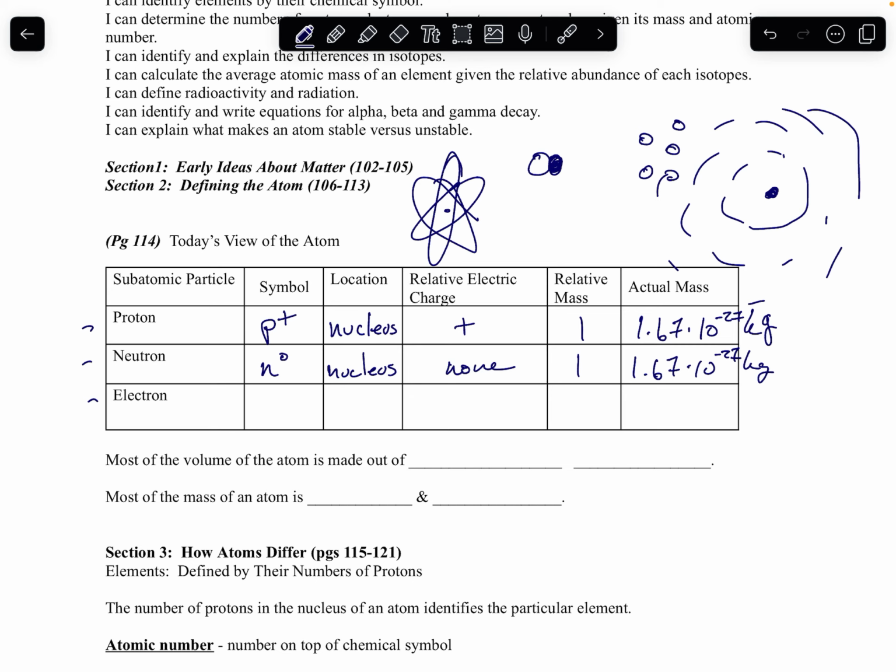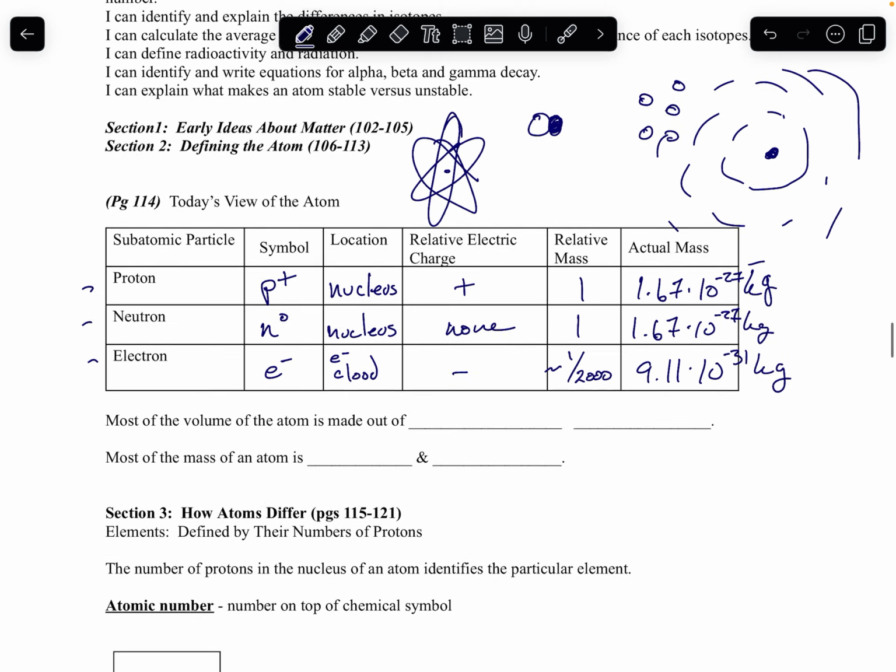Electrons are the odd man out. Electrons, E minus, have their location in the electron cloud, orbiting around the nucleus. They have a negative charge, and they are very, very tiny even by atom standards. They're approximately 1/2000th the size of a proton or a neutron. Their mass is 9.11 times 10 to the negative 31 kilograms.